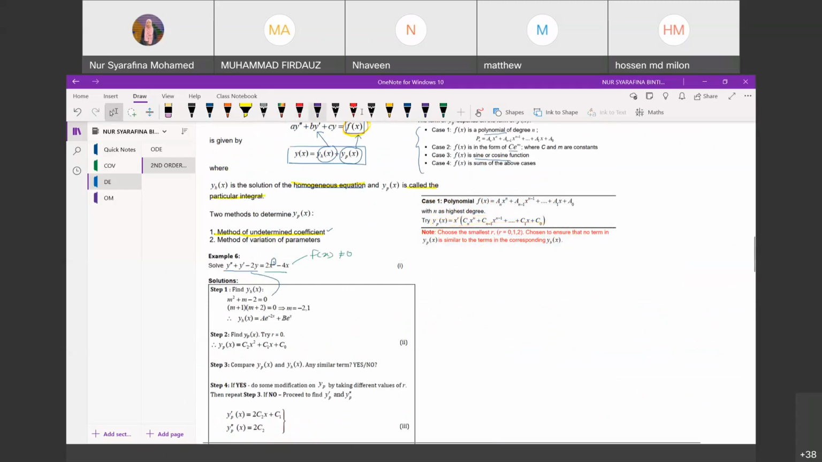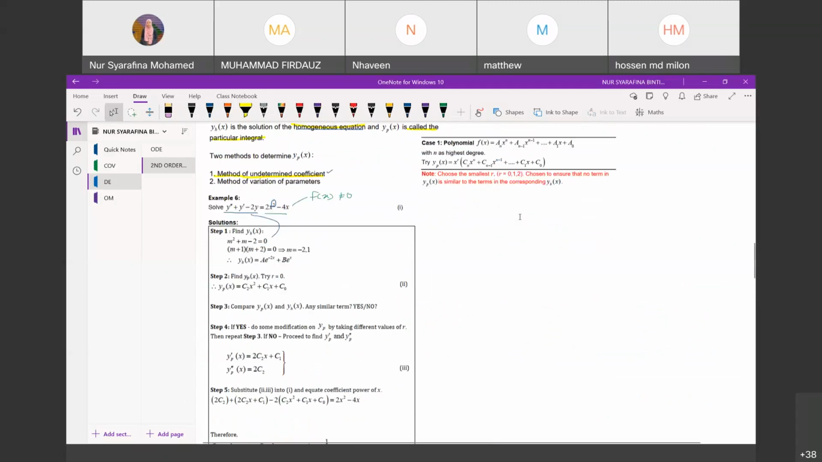Now let's start with this one. The first case is a polynomial. A polynomial can be constant, linear, quadratic, cubic, up until power n, where n is the highest degree. So if you have f(x) as a polynomial, then your yp equals x to the power of r, times Cn x^n plus C(n-1) x^(n-1) plus up until plus C0.